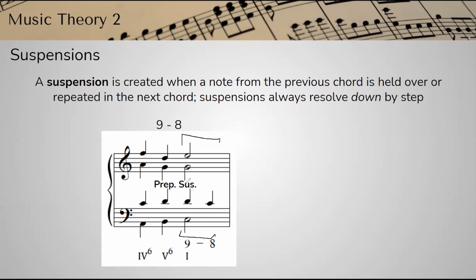And so that suspension, that D, is a second or a ninth above the bass note C, so we call that a 9 suspension. And then suspensions always resolve down by step, so that has to resolve down to that C, which is an octave above the bass. So we say this is a 9/8 suspension. And again, written in the figured bass as 9-8.